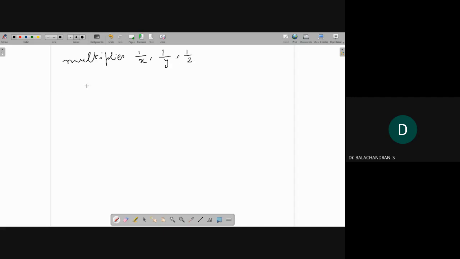So now each ratio is equal to 1 by x into dx. This is l, this is m, this is n. 1 by y dy equal to 1 by z dz divided by, l is 1 by x, so already you have x into y square minus z square.